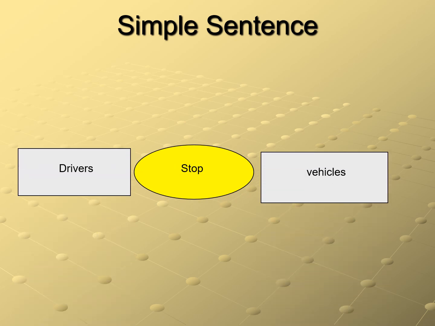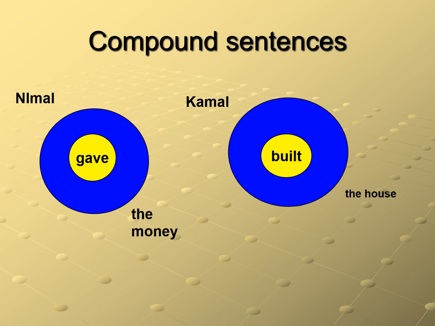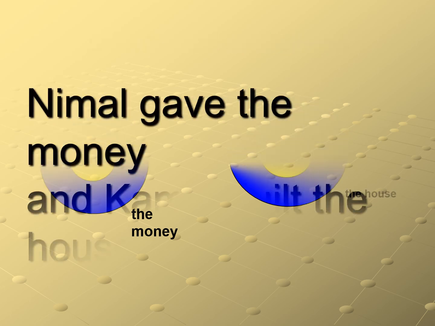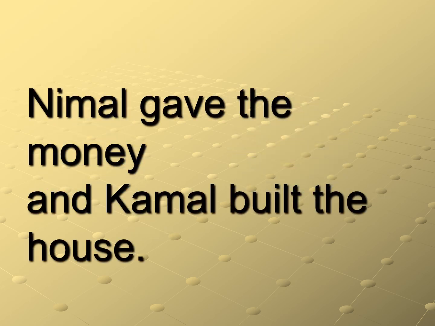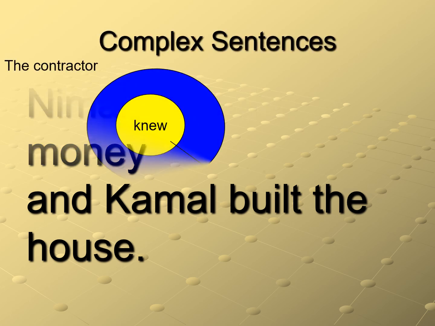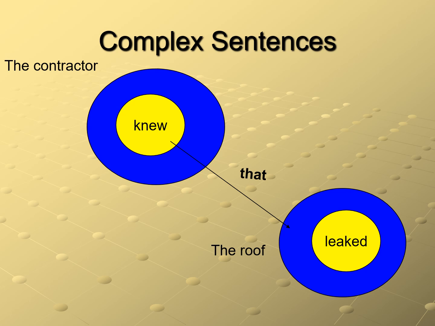When we proceed to compound sentences, as shown in the video, we have two independent verb nuclei, gave and built, and they have their own subjects. Gave has the subject Nimal and built has the subject Kamal. The money is the surrounding unit for gave and the house is the surrounding unit for built, but they are completely independent from each other and are joined with the link word "and."